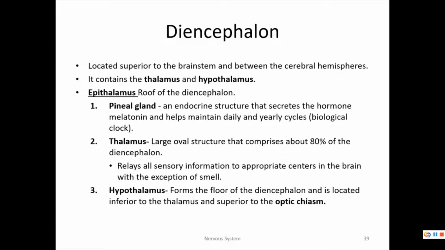Now, the thalamus is a very large, oval-shaped structure. It looks like two eggs kissing in the brain, and it makes up 80% of the mass of your diencephalon.